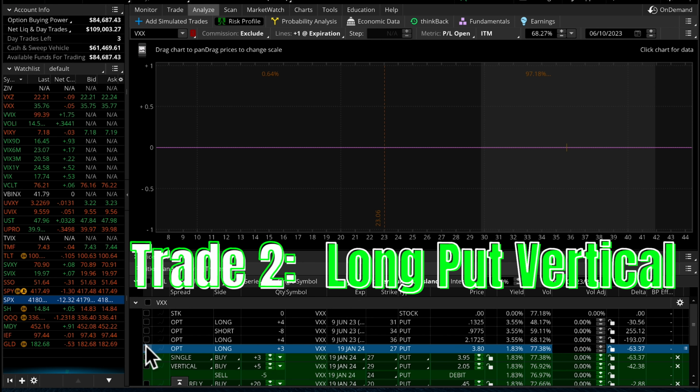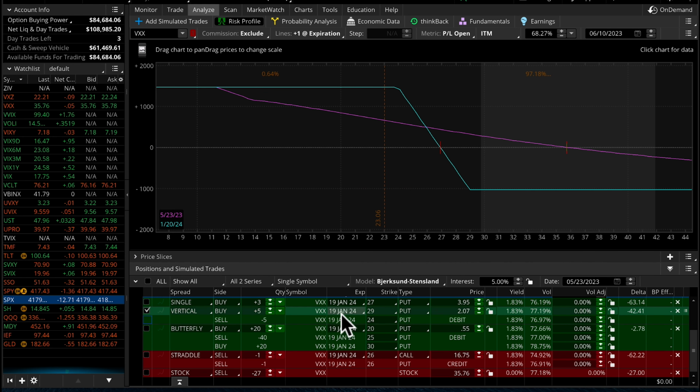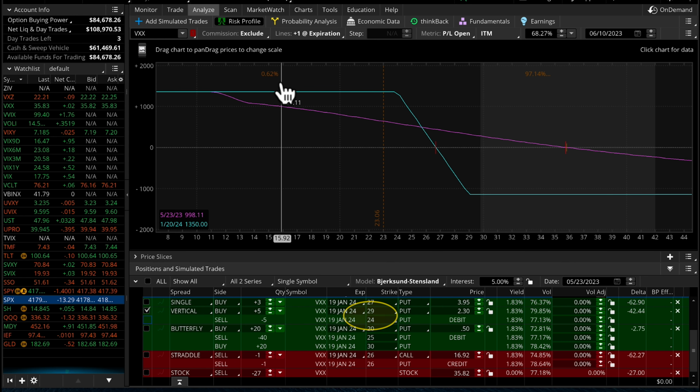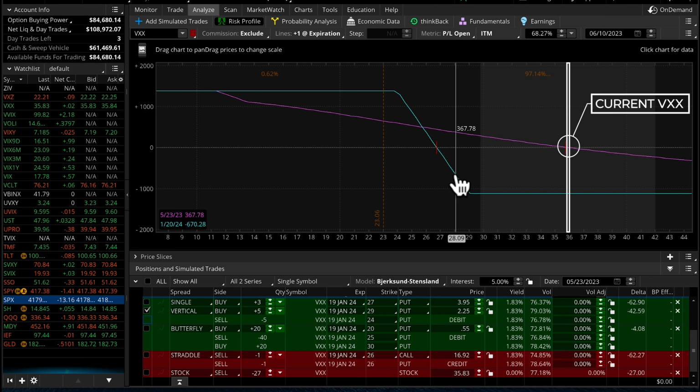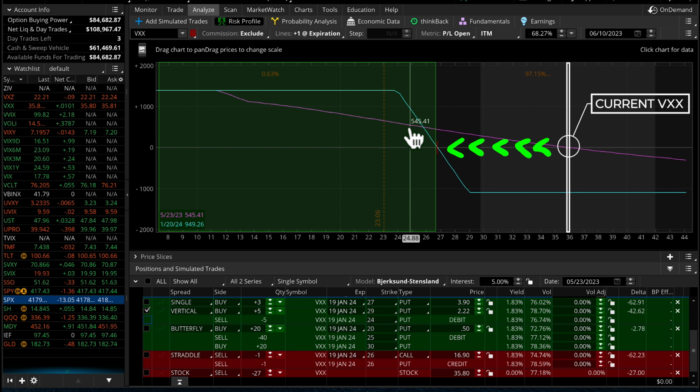Now, the second trade we're going to take is called a long vertical put spread. For this one, remember, we do have to do different strikes here, so I'm doing the 29-24, and it looks like this. So we can see directionally, this is the same bias. Here's the daily profit curve, the pink line, and again, if the VXX trends towards the 25 range, which is what we're expecting, then we are going to make some money.